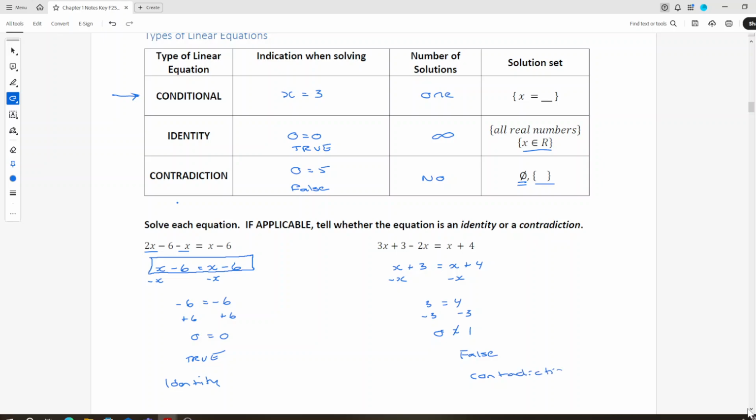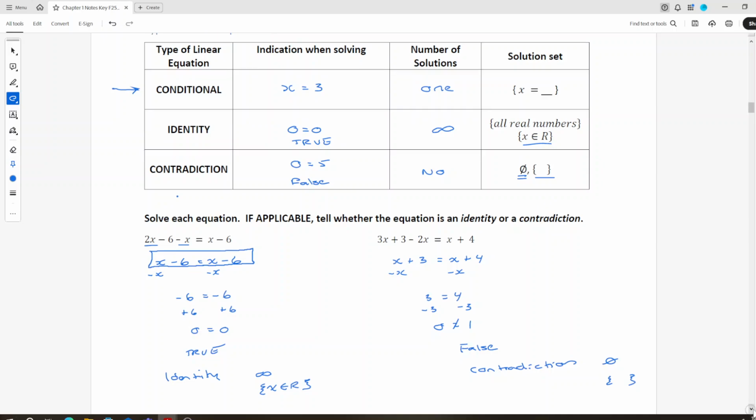No matter what I put in for x, this equation can never be true. So if your x's ever go away, then you need to state whether it's an identity or a contradiction. If the x's go away and you're left with a true statement, it's an identity, meaning there's an infinite number of solutions. X can be anything is your solution. If the x's go away and you're left with a false statement, it's a contradiction, which means there are no solutions or your set brackets are empty.